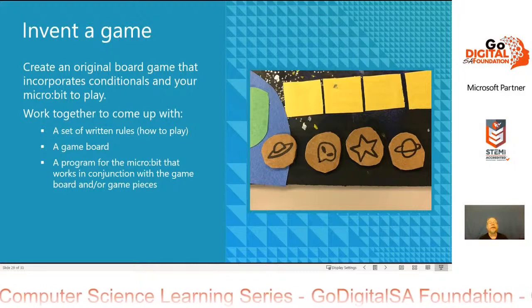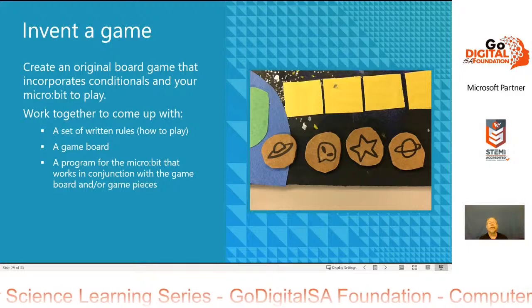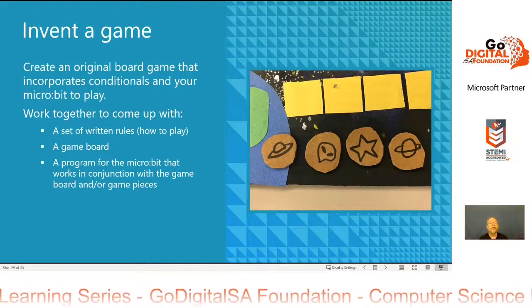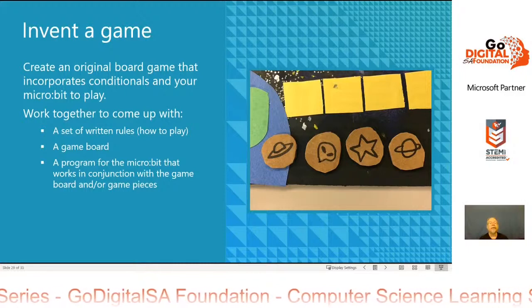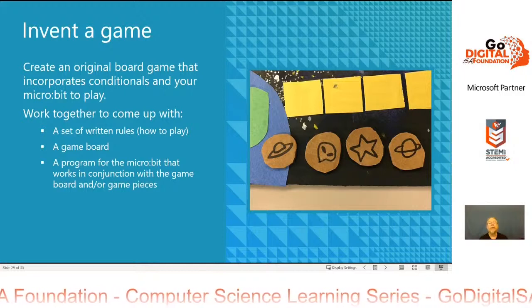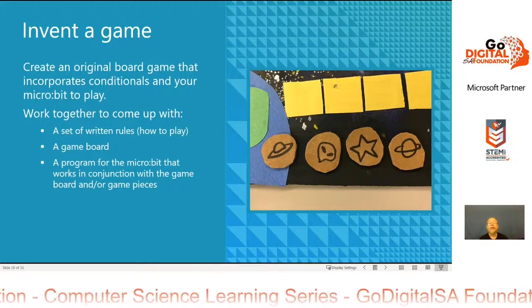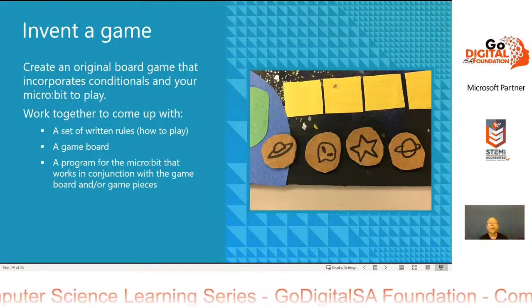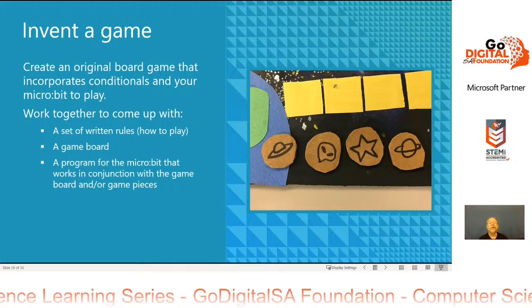You can work together to come up with a set of written rules, how to play, a game board, and a program for the microbit that works in conjunction with the game board and or game pieces. Very important, you need to invent a game. You're creating a game that you're going to play on a board, and you just want to use the microbit to help you with the game.